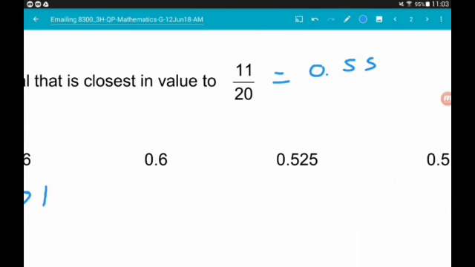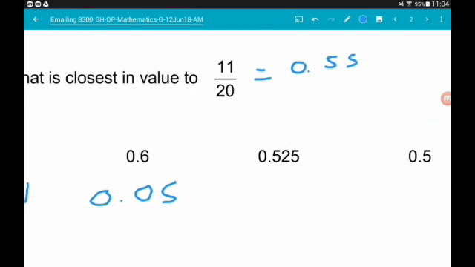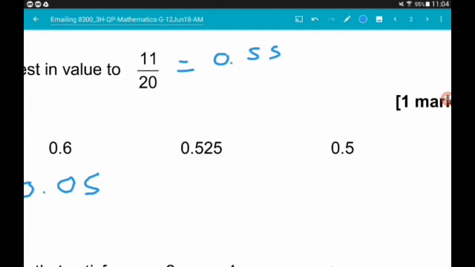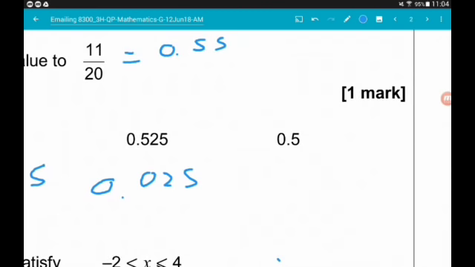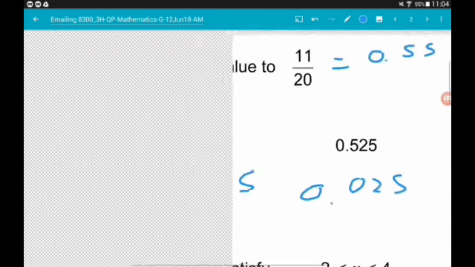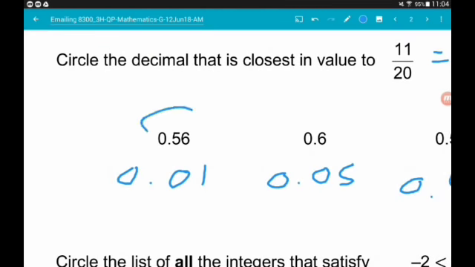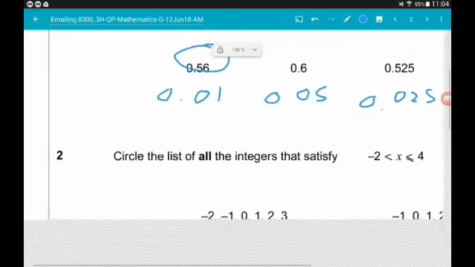0.6 minus 0.55 is 0.05. So that's further away. If we do 0.55 minus 0.525, we get 0.025, so that's further away than our first number. And if we did 0.55 minus 0.5, we get 0.05. So the closest number is 0.56.